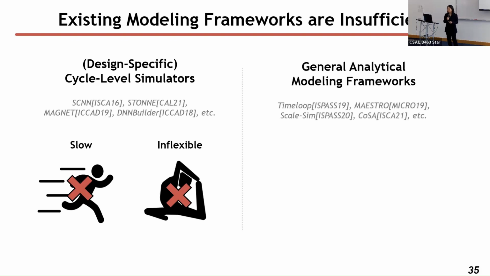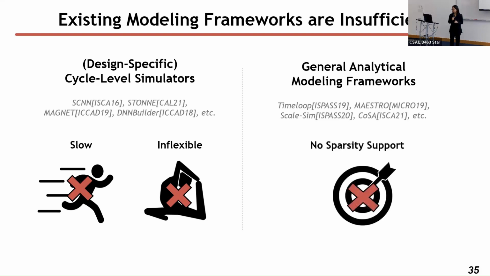Another class of modeling framework is called general analytical modeling frameworks. These frameworks use mathematical derivations to derive the activities of the high-level or important components in our architecture. As a result, they are very flexible and fast. However, we didn't find any existing analytical modeling framework that provides support for sparsity analysis. So this can make them inaccurate if we are interested in architectures that exploit sparsity.